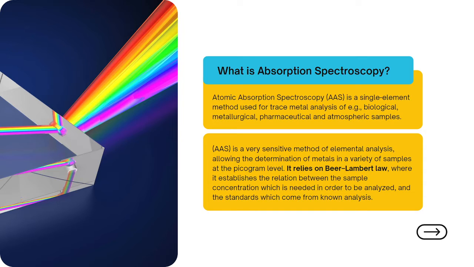So AAS is a very sensitive method of elemental analysis allowing for the determination of metals in a variety of samples at the picogram level. The absorption of light by atoms provides a powerful analytical tool for both quantitative and qualitative analysis. AAS is based upon the principle that free atoms in ground state can absorb light at a certain wavelength, and each individual atom has a specified wavelength it can absorb. It relies on the Beer-Lambert law, which establishes the relationship between the sample concentration, which needs to be analyzed, and the standards which come from known analysis.